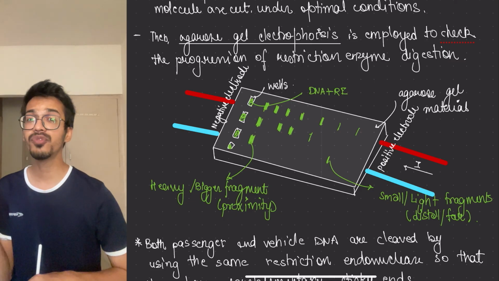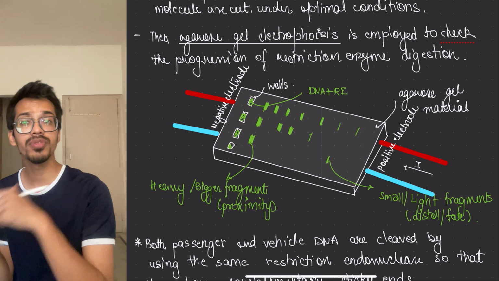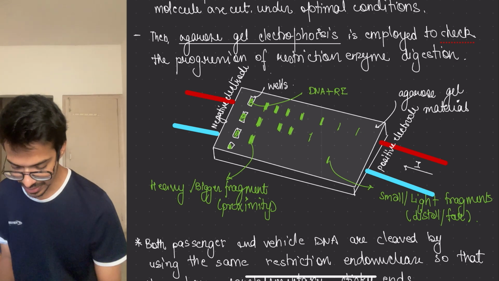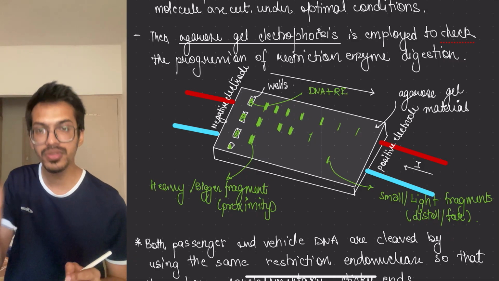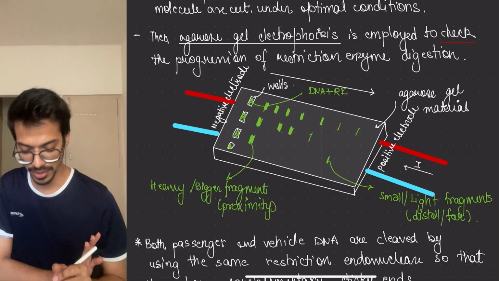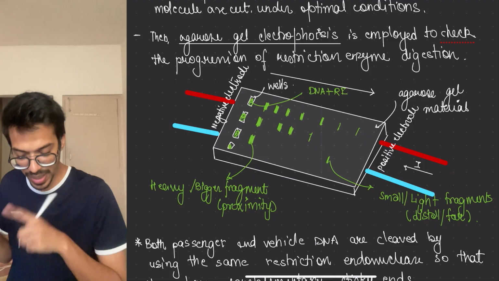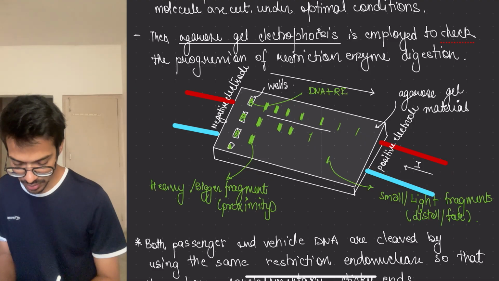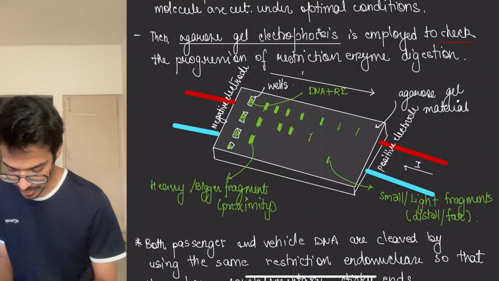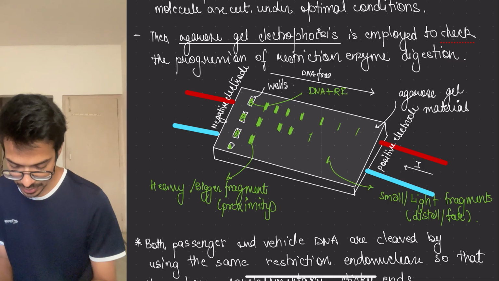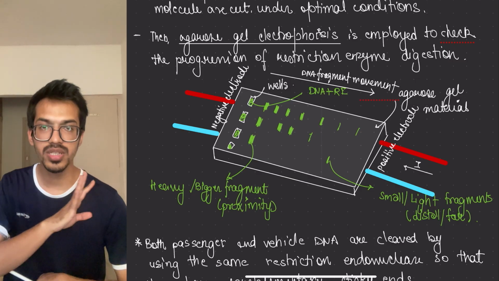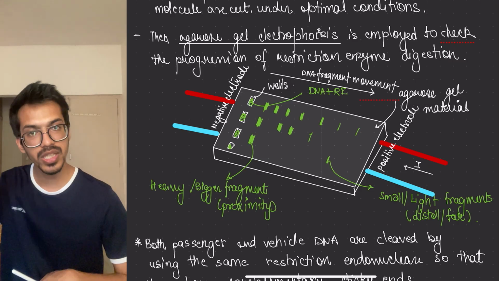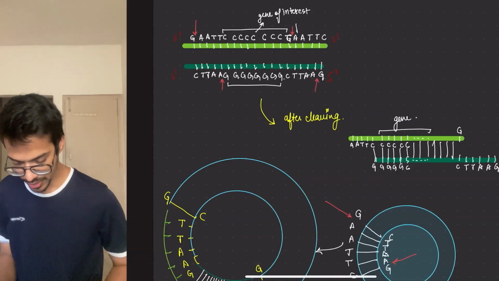But if the current flows on this side, then where would be the flow of the negative ions? Towards this side. So the flow of this would be from negative towards the positive electrode, opposite of the current. And that's why the DNA fragments are moving from negative towards the positive. On the negative electrode side only the wells are present. Moving on to the next thing.